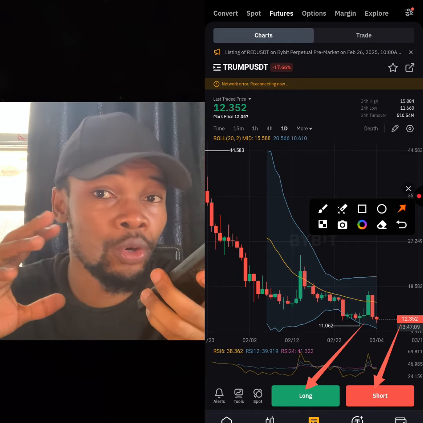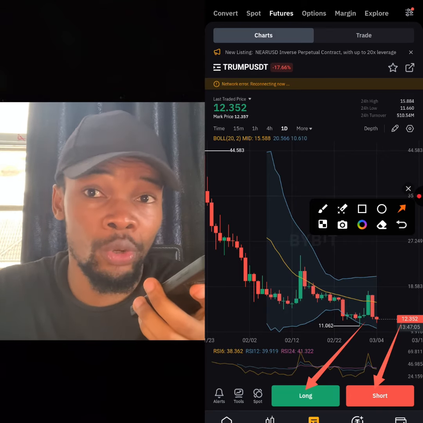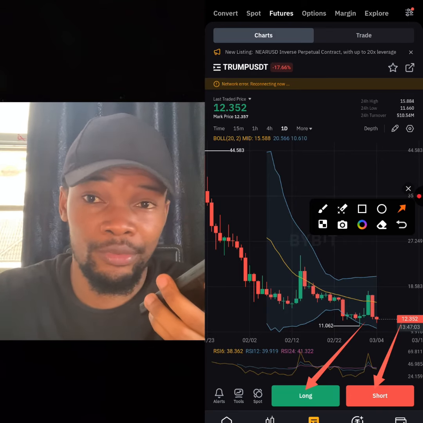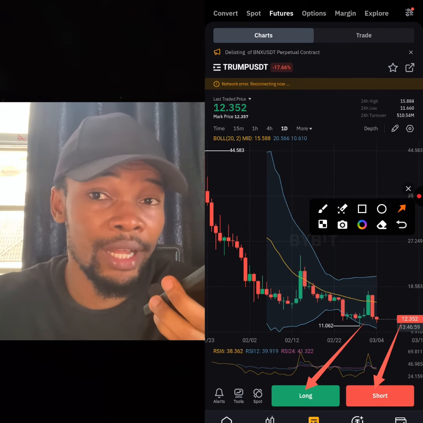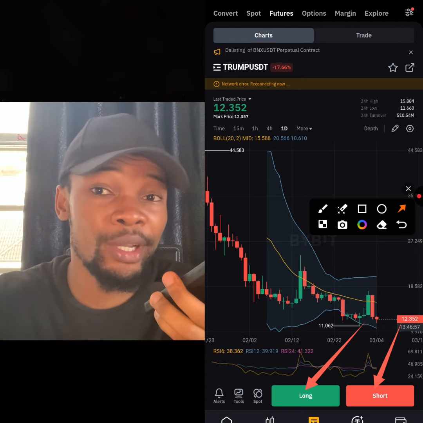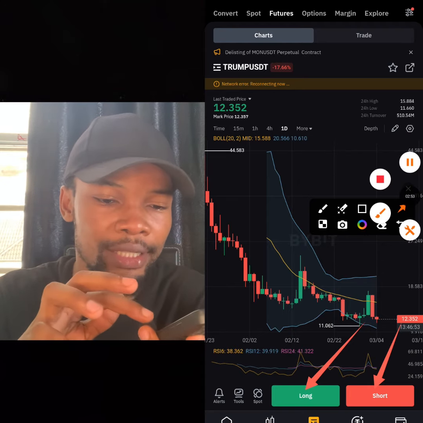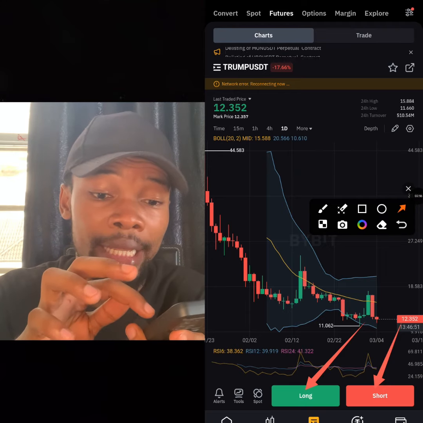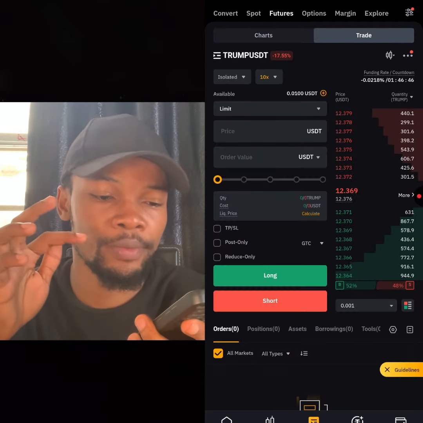All right. If it goes other way, you make a loss, which means if you click on long and the price of Trump starts going down, you are making a loss. If you click on short and the price of Trump starts going up, you are making a loss. All right. Now the next step is to select any one of them. So today, because of what I've seen with Trump coin, I'll be going on short.